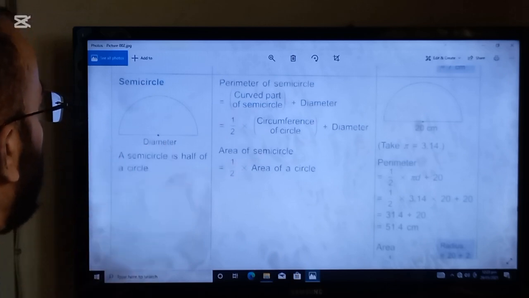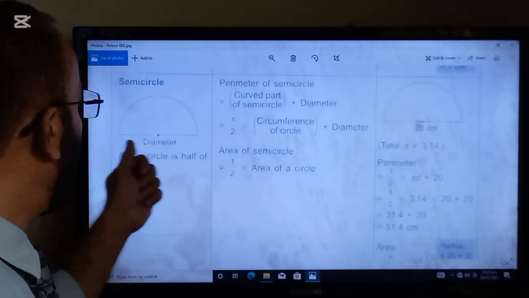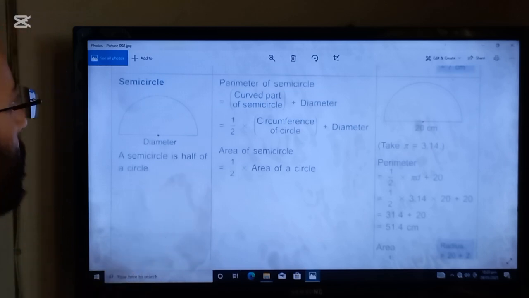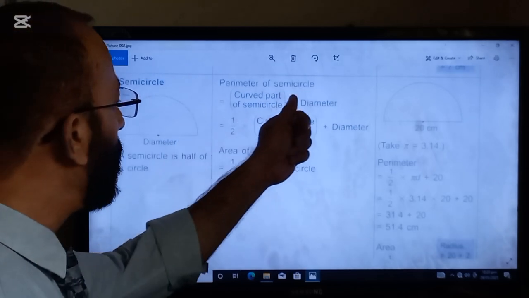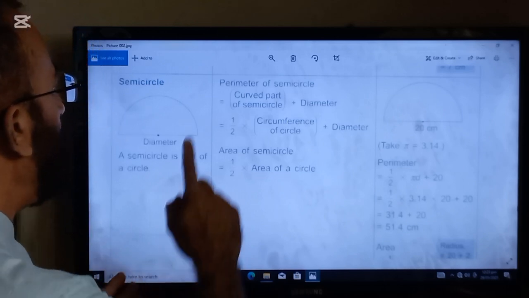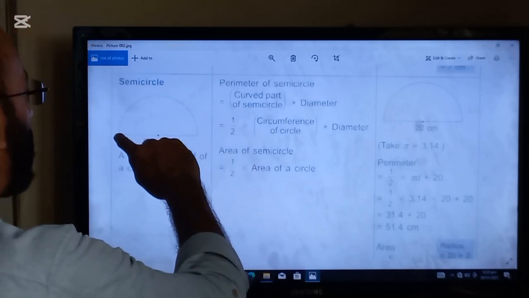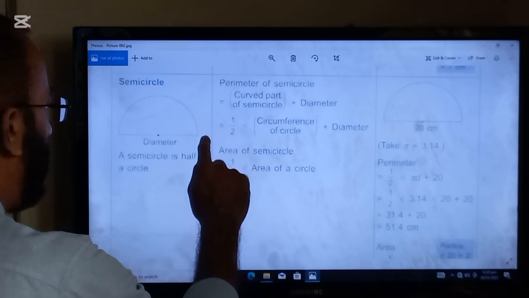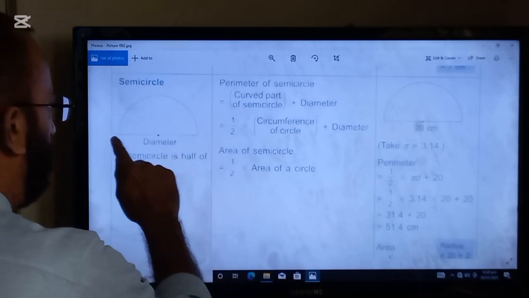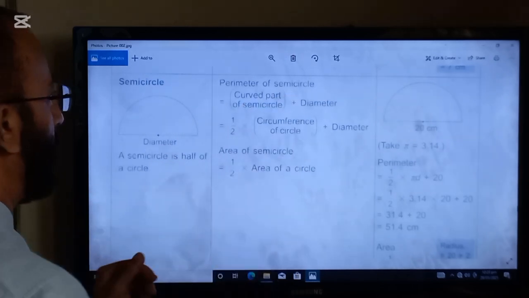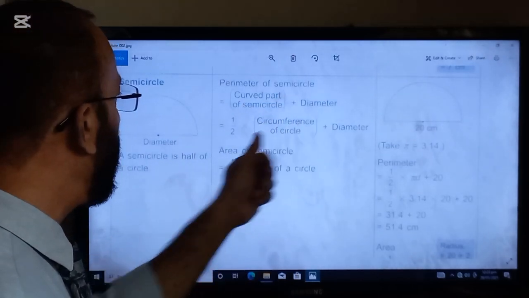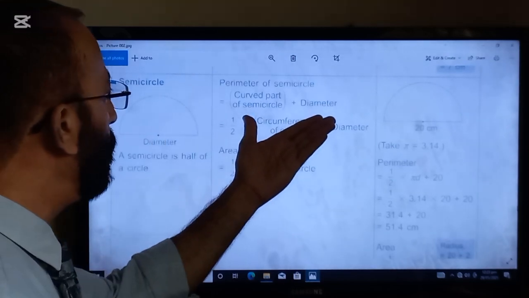Here is another figure, that is semicircle. Here is the diameter. A semicircle is half of the circle. Perimeter of the semicircle. So this is very important thing, students. Perimeter is always sum of the outer boundaries. So here is the curved part and here is a line. So curved part plus this line will be equal to the perimeter. So curved part of the semicircle plus diameter. So this is the formula.